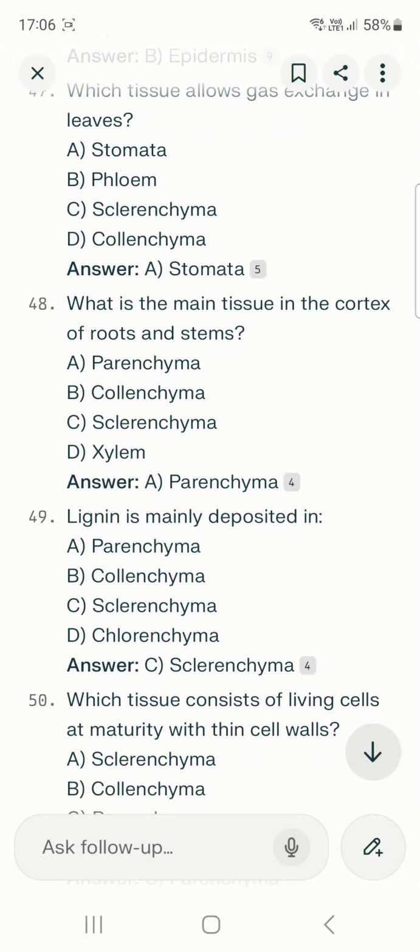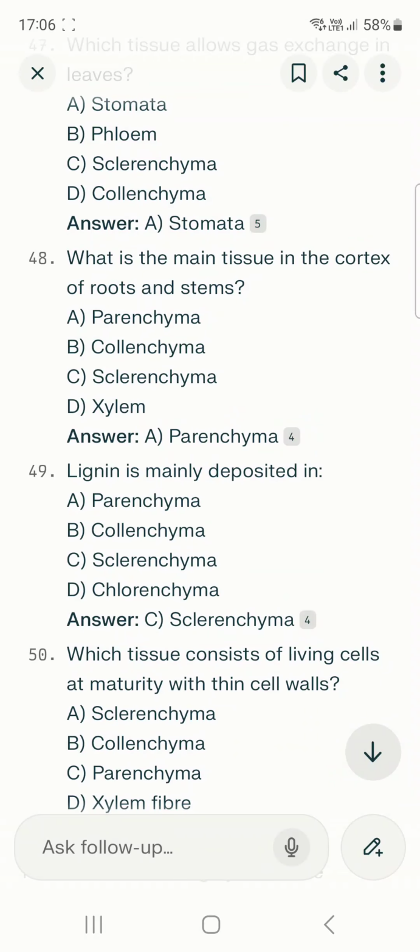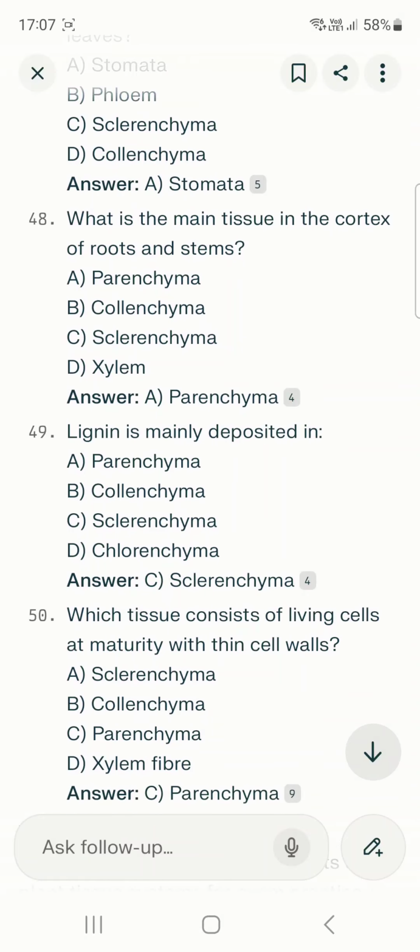Okay, this is the last question. Question number 50. Which tissue consists of living cells at maturity with thin cell walls? And the answer is parenchyma. So, we discussed all the questions, 50 questions from the plant tissue system.